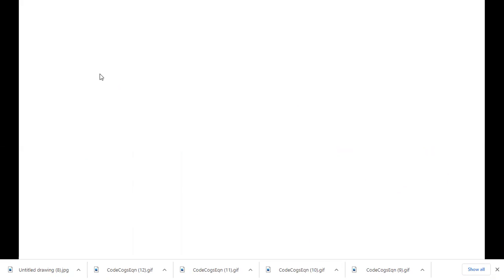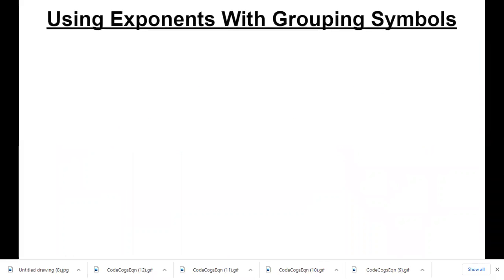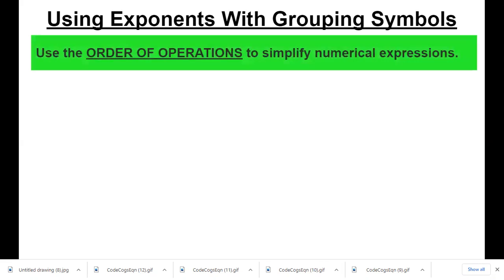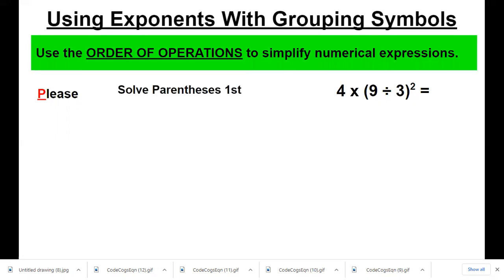Welcome back. Let's continue. We're going to use exponents with grouping symbols. We're still going to use our order of operations to simplify our numerical expressions. 4 times 9 divided by 3 squared. How do I do that? Well, I do please end my day at school. Please, I do the parentheses first. This time I have parentheses. So I do what's inside the parentheses first.